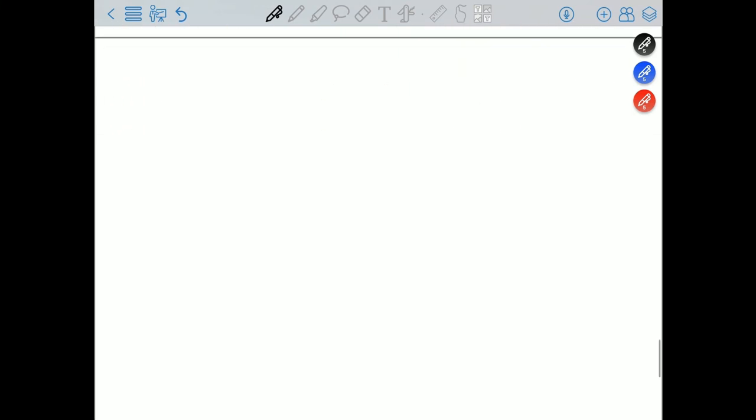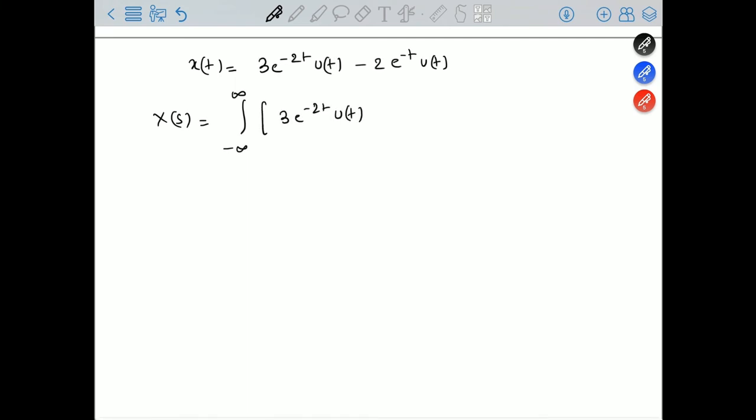Now we'll see one more example. Suppose we have x(t) represented as 3 e raised to the power minus 2t u(t) minus 2 e raised to the power minus t u(t). Now we'll calculate X(s), the Laplace transform, which is the integral from minus infinity to infinity of 3 e^(-2t) u(t) minus 2 e^(-t) u(t), multiplied by e^(-st) dt. We have just used the definition of the Laplace transform.